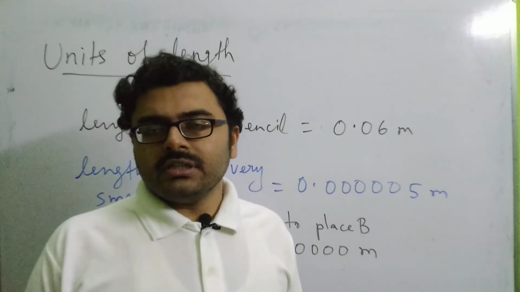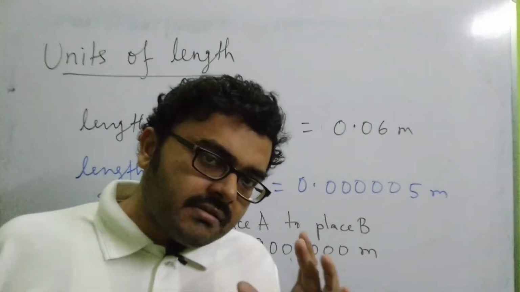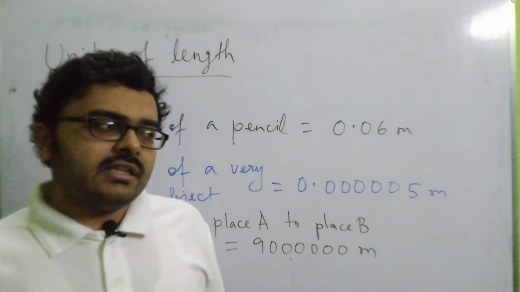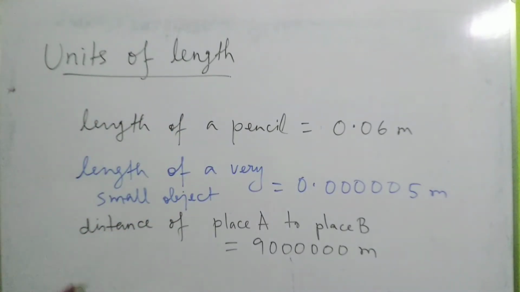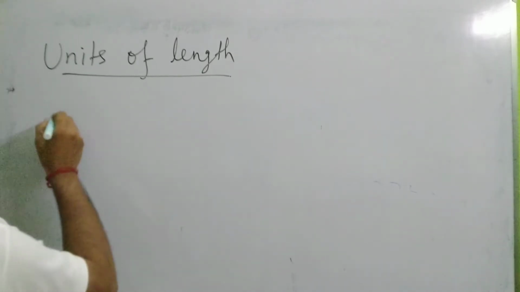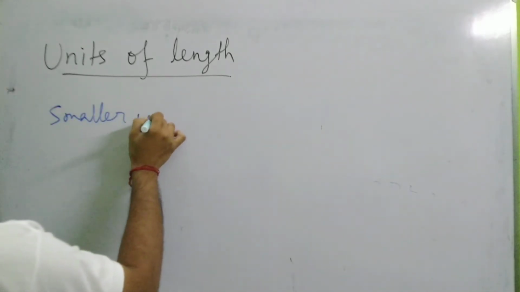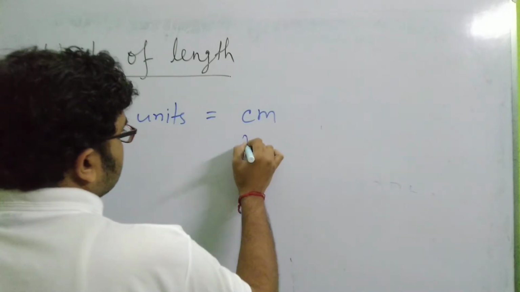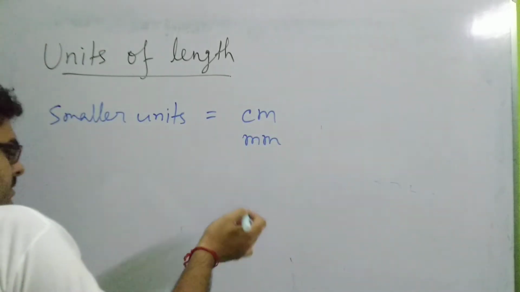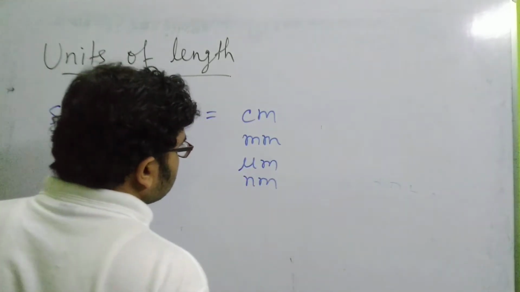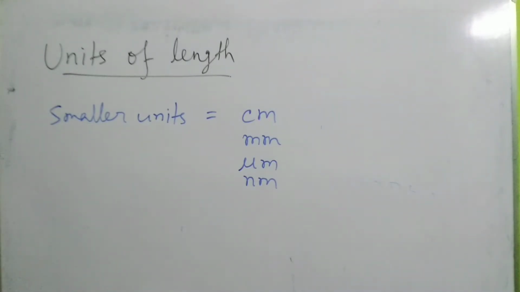While we are measuring smaller lengths, objects which are very small in dimension, we do not use meter, rather we use smaller subunits. So what are the smaller units of length? Say centimeter, millimeter, then micrometer, then nanometer, and so on. So these are the smaller units of length.